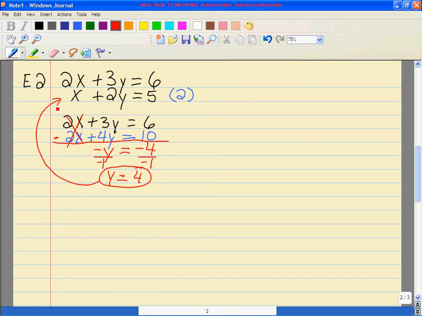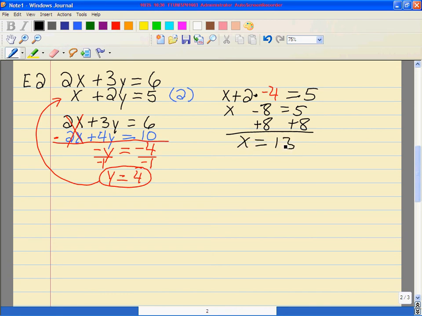Now I'm going to take that y equals positive 4, and I think I'll substitute it into the second equation here. So I'll have x plus 2 times negative 4 is equal to 5. So I get x plus negative 8, which we can just leave as x minus 8, is equal to 5. So then to solve for x, we need to add 8 to each side, and x will equal 13.